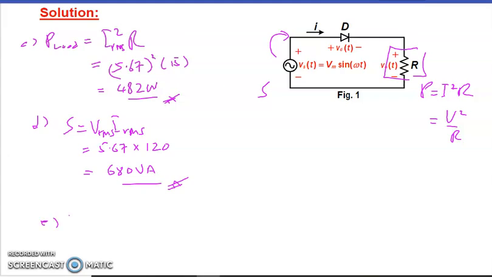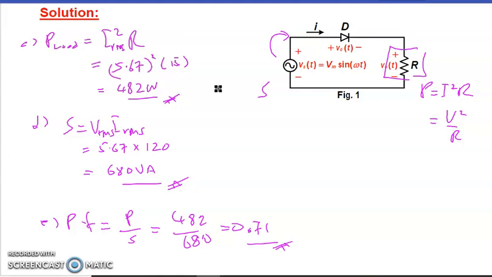So E, the power factor, is equal to absorbed power divided by apparent power, which is P over S, 482 divided by 680. So you will get 0.71. Power factor doesn't have a unit, so the power factor is 0.71.